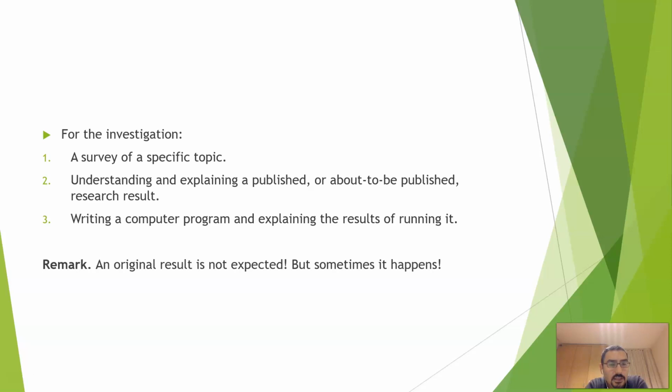And the key point here is maybe the main difference of the master thesis from the PhD thesis is that usually an original result is not expected in a master thesis. Usually it's a survey of an already published, already known topic or topics, usually some papers related to certain area. But sometimes during this investigation, people may come up with original results. This happens, and this is of course something very nice if it happens, but it's not part of the expected things from a master's thesis. All right.